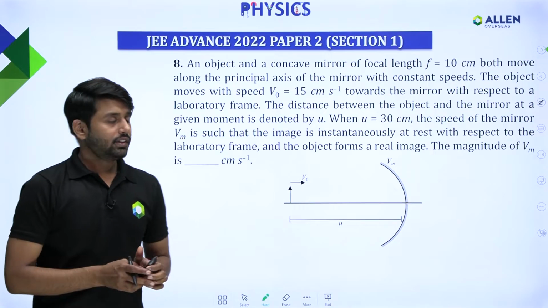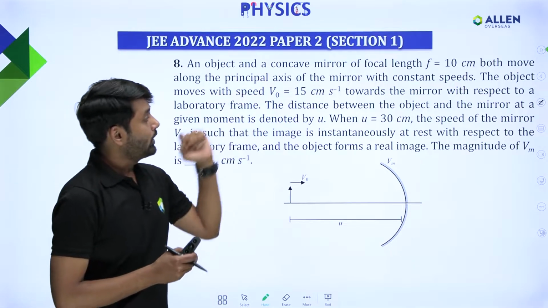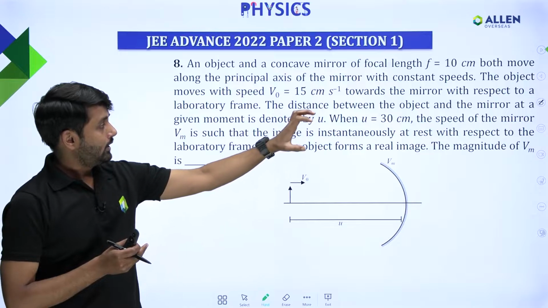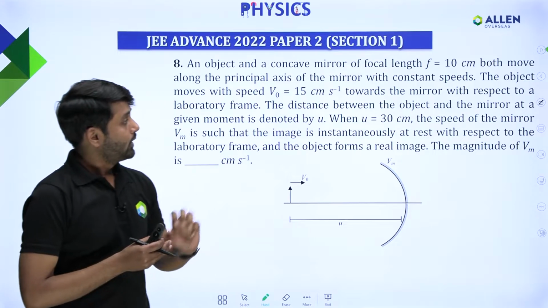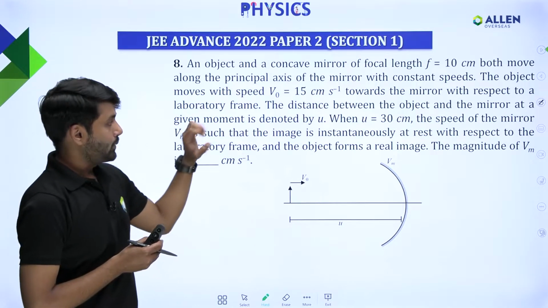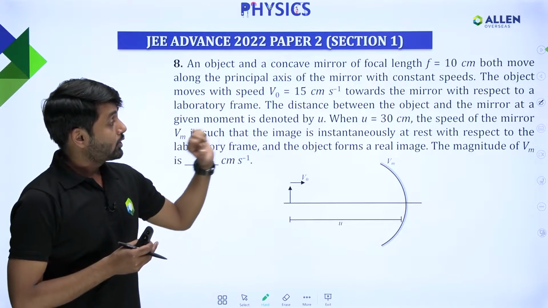Question number 8: an object and a concave mirror of focal length f equal to 10 centimeter both move along the principal axis of the mirror with constant speed.